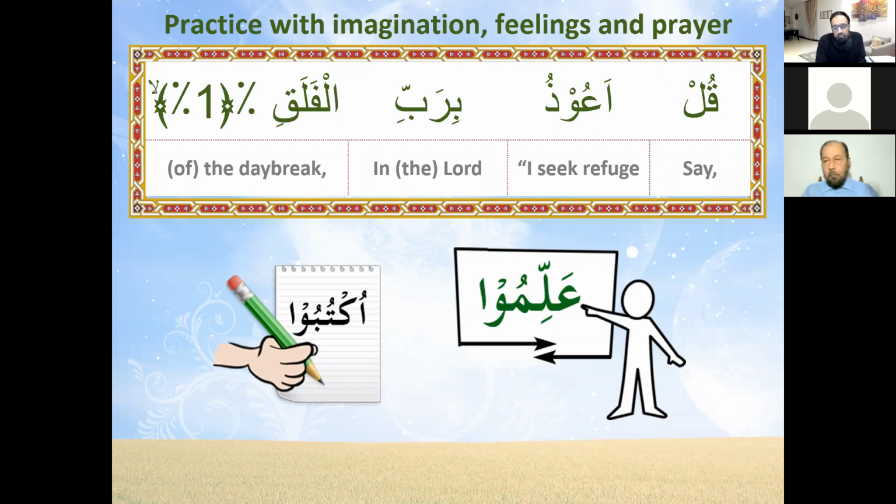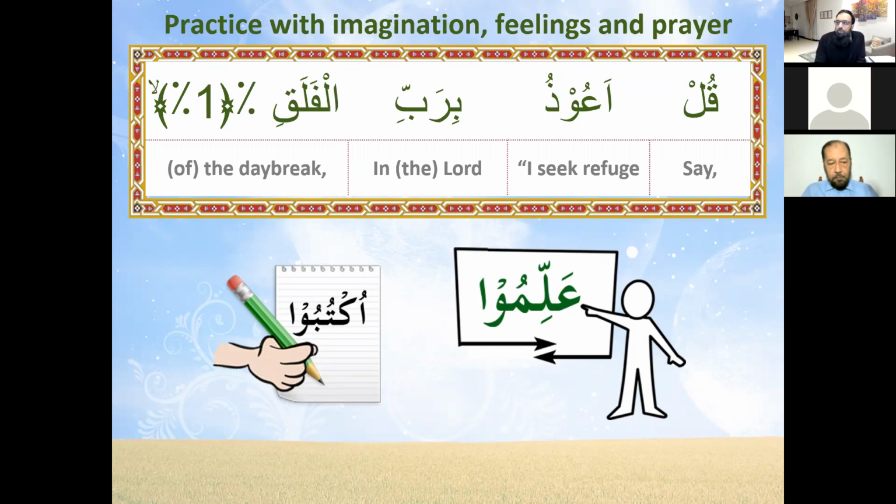So, kul, say, a'udhu, I seek refuge, bi rabbi, in the Lord, al-falak, of the daybreak. Qul a'udhu bi rabbil falak. Say, I seek refuge in the Lord of the daybreak.